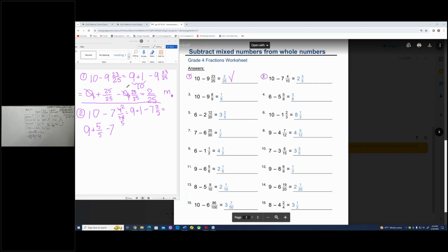Okay. I'm supposed to put parentheses actually. Minus 7 and 2 over 5. Now, 9 minus 7 is 2. Easy. The first grade, right? 5 over 5 minus 2 over 5. 3 over 5.